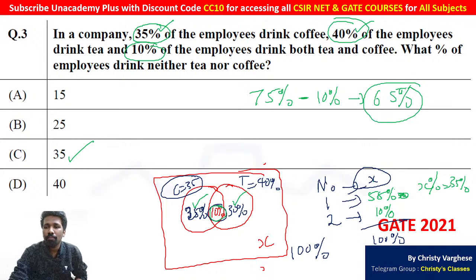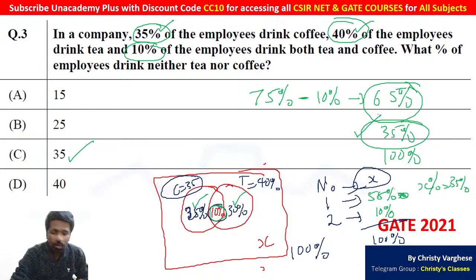These are the people who are present there. That means people who are drinking at least one drink. So total 100% is there. What is remaining? 35%. They are the people who don't drink any drink. That means 35. This is the logical perspective. This is the Venn diagram perspective. Both are fine. So that is why 35% is the answer. I hope it is clear to all of you.